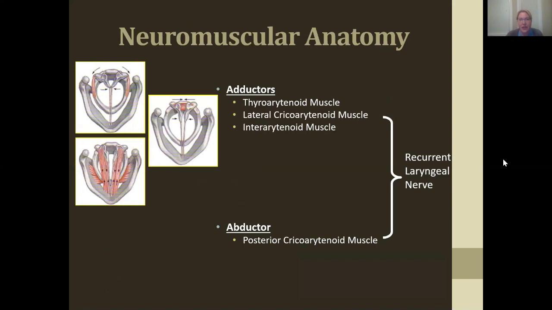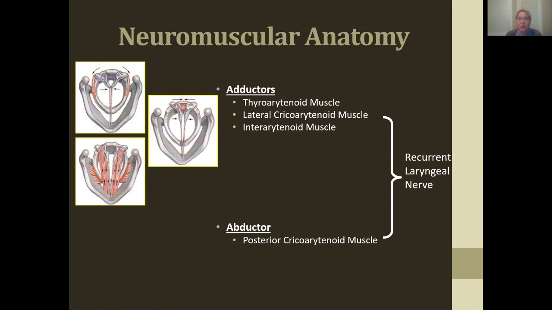If you look at the anatomy, we actually have three separate muscles that close the vocal cords. So we have the lateral cricoarytenoid muscle right here. We have this interarytenoid muscle and then the thyroarytenoid muscle. And all three of those adduct the vocal cords. Adduct means close. So in patients that we say have adductor spasmodic dysphonia, we're saying that these muscles are not behaving appropriately. These muscles are having spasms, and those spasms cause the vocal cords to close inappropriately.